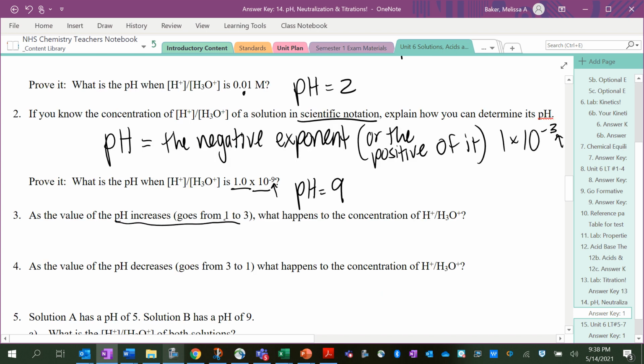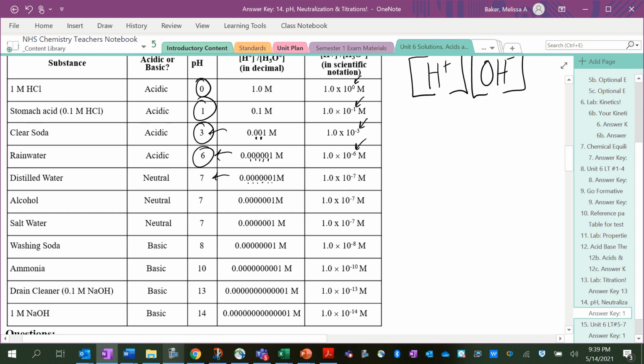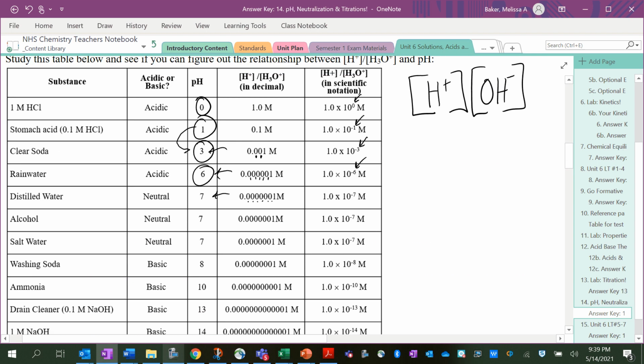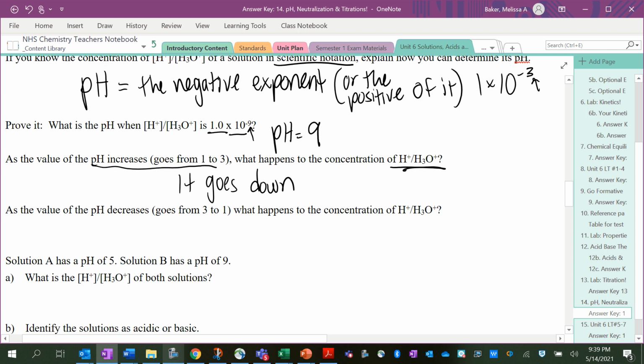As pH goes up, what happens to the concentration of hydrogen ions? It goes down. And we can check the chart. So as the pH goes from 1 to 3, the concentration went down. It got weaker. It went from 0.1 to 0.001. Then it's going to ask us the opposite. As pH goes down, what's happening to the concentration of hydrogen ions? It goes up.